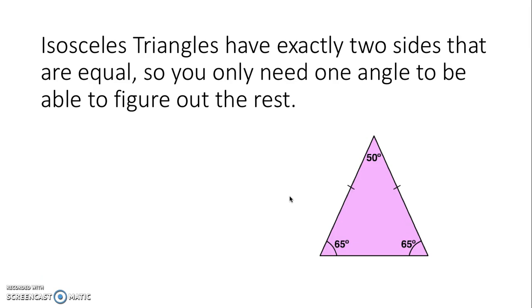And I should add that isosceles triangles have two sides and two angles that are equal. So look at this example right here. We have 50 degrees, 65, and 65. And so 65 and 65, those are two angles that are equal, so it's an isosceles triangle. Also, these little notch marks right here show that these two side lengths are also the same.